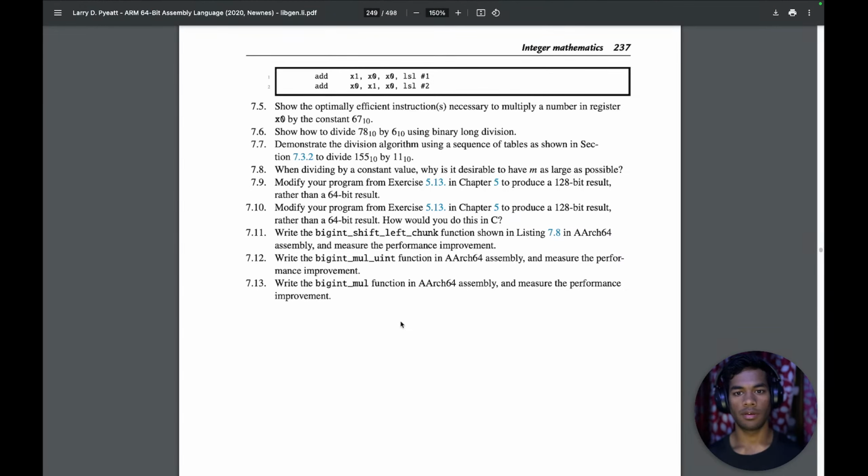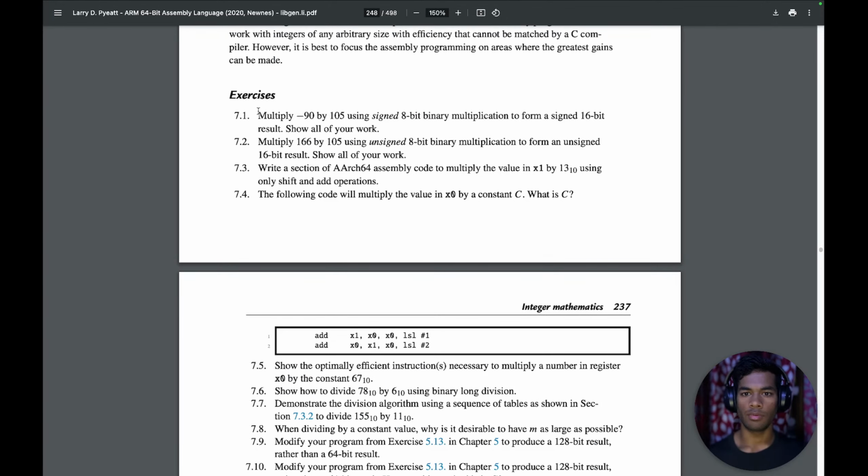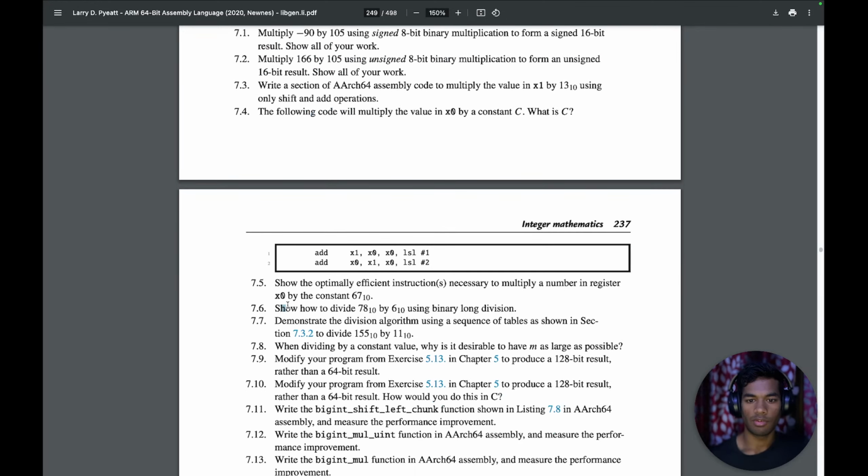Okay, we did that. Now we want to show how to divide 78 by 6 using binary long division. Wait, the question is not telling me to do it in assembly, and it was not telling me to show all of your work. I think in these two questions, it meant that I have to do it by hand. That is crazy. Okay, and this also wants me to do it by hand.